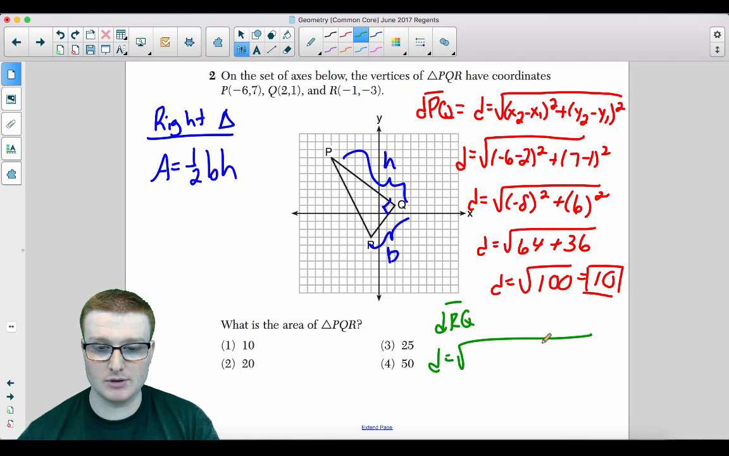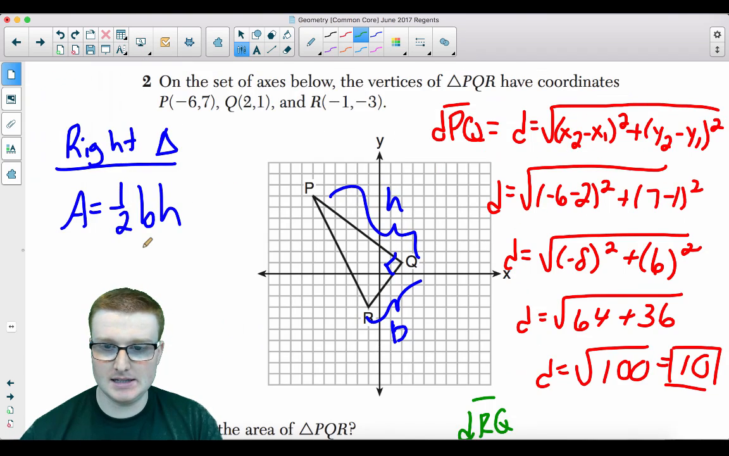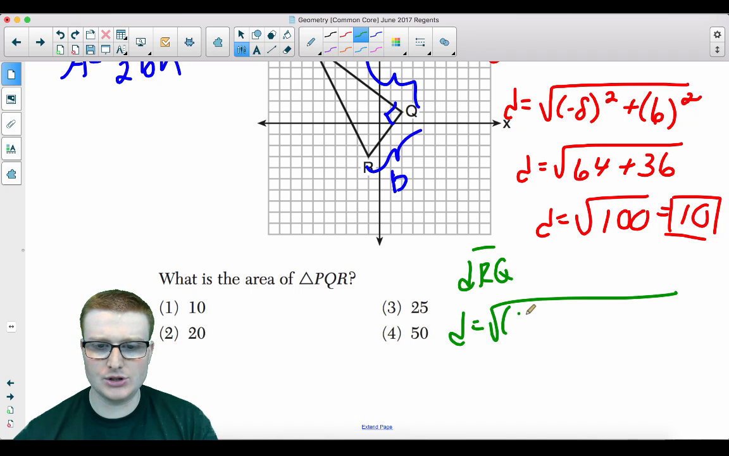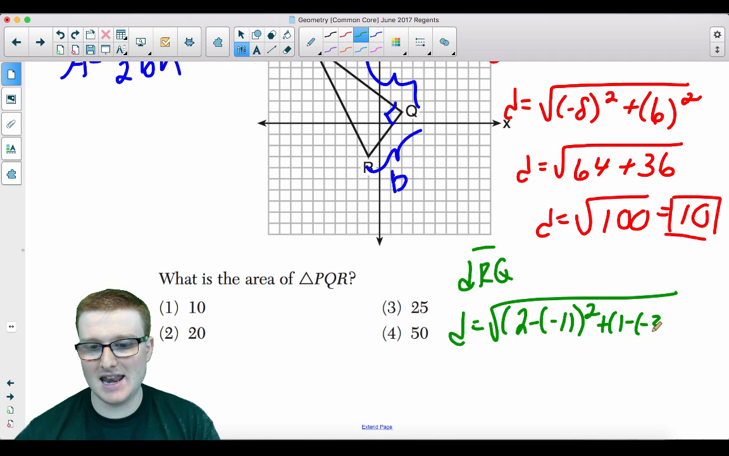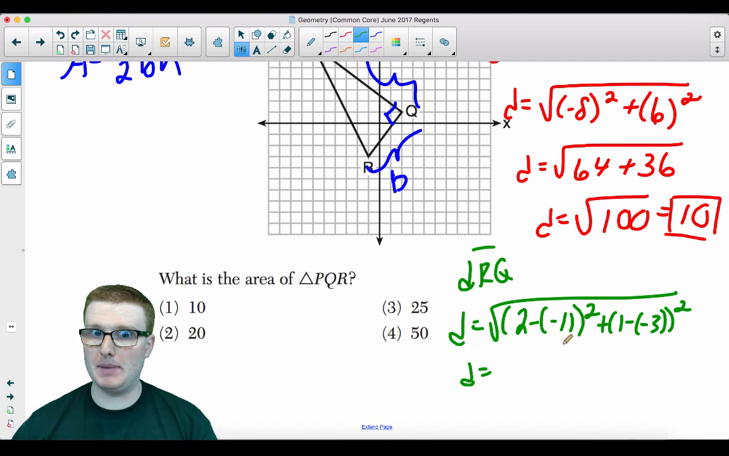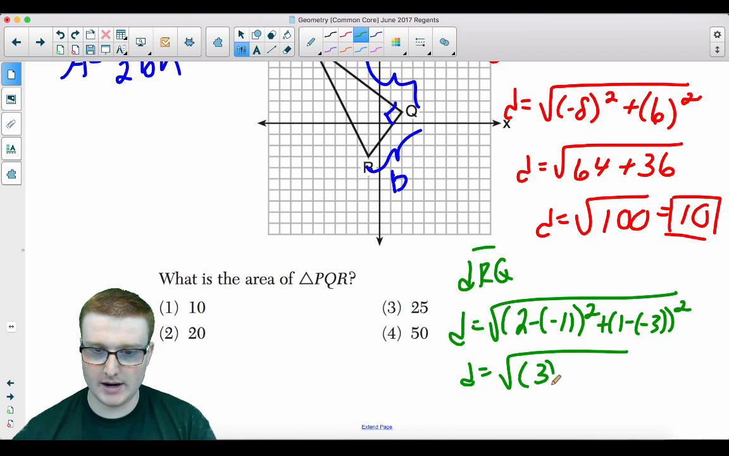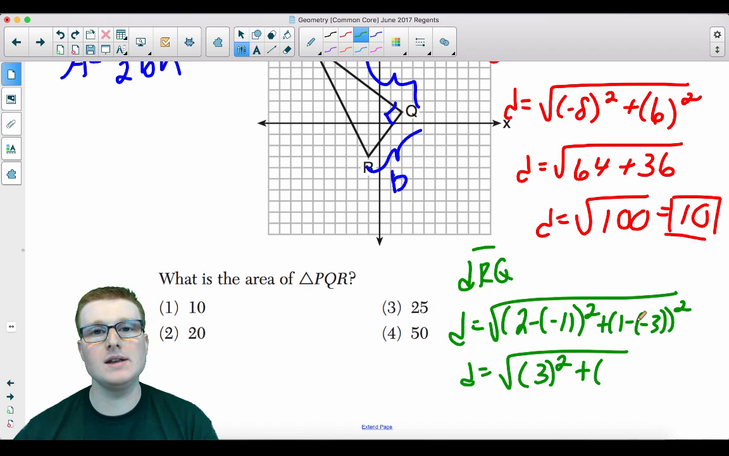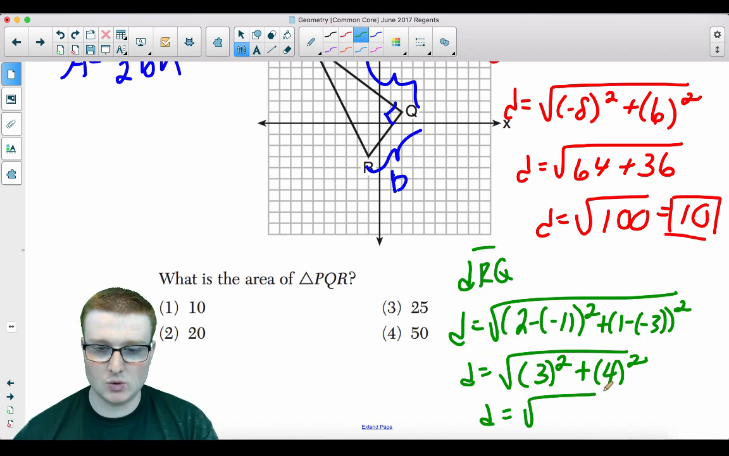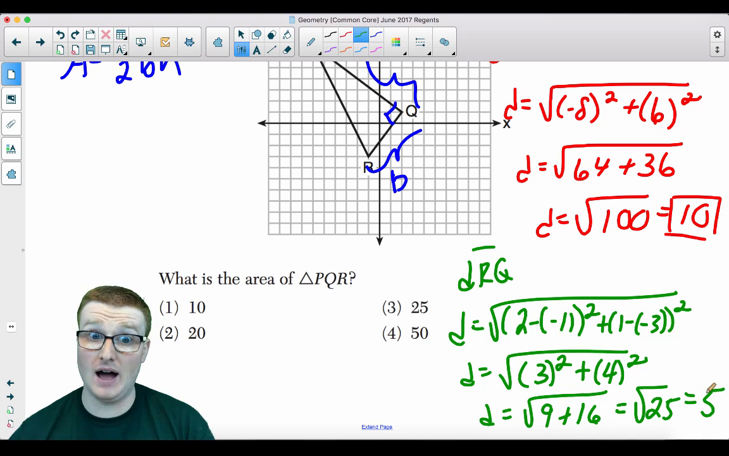D is equal to the square root of 2 minus a negative 1. By the way, I'm just getting these numerical values from the coordinates. Plus 1 minus a negative 3 quantity squared. 2 minus a negative 1 gives you a positive 3, so that's 3 squared, plus 1 minus a negative 3 gives you a positive 4 squared. D is equal to the square root. 3 squared is 9. 4 squared is 16. This is the square root of 25, which is equal to the number 5.